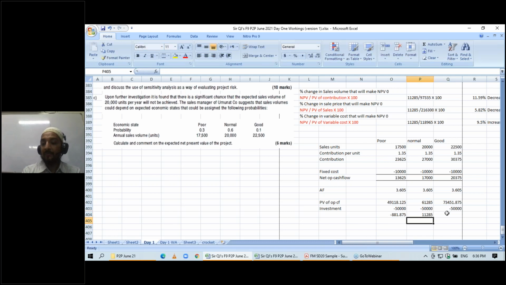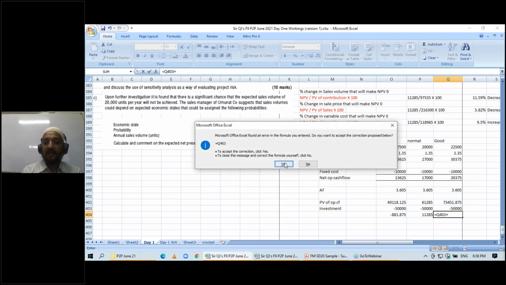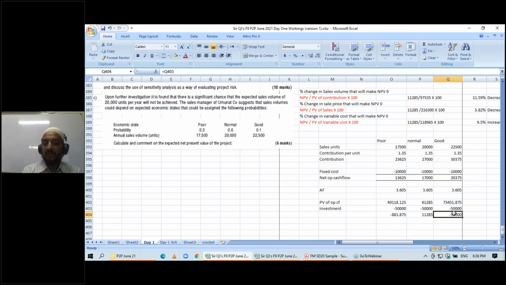So this can happen in uncertain conditions in future. It may occur that we have assessed that normal condition will occur, but in actual a poor condition occurs. So the NPV will get negative in that case. So we should consider this in advance. Okay, so those are the NPVs.